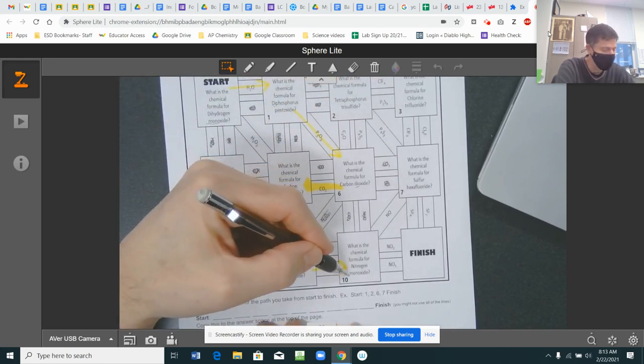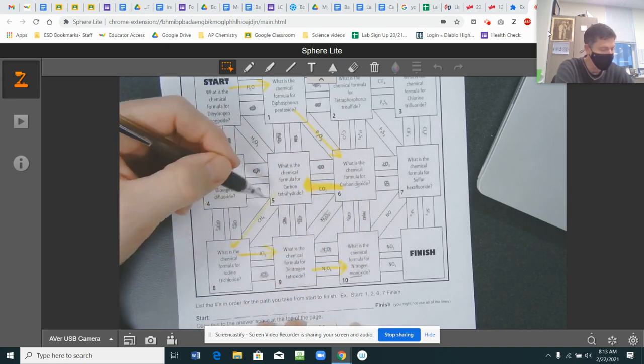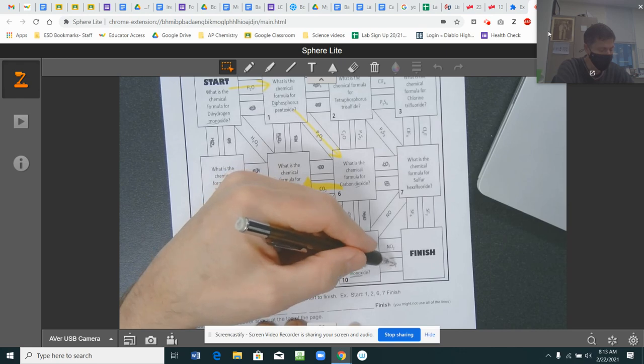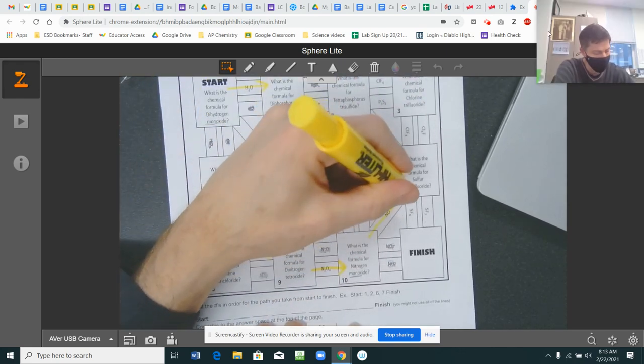Nitrogen monoxide. So N, great. Mono is 1. There's 3. Nope. 2. Nope. 1. Hey, there we go.